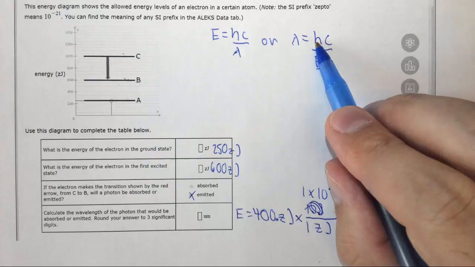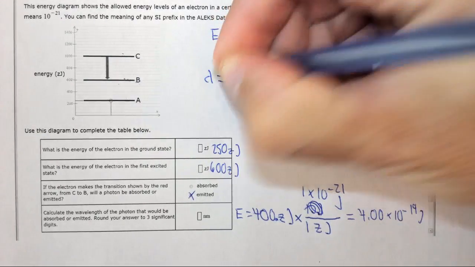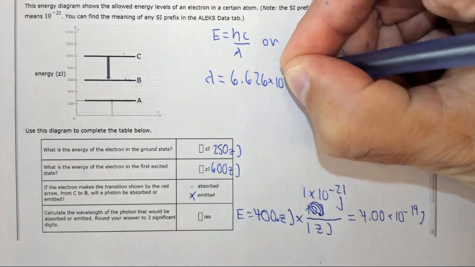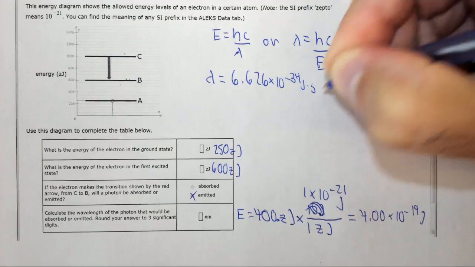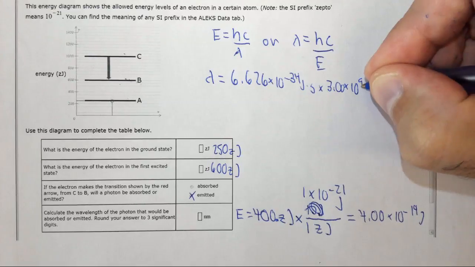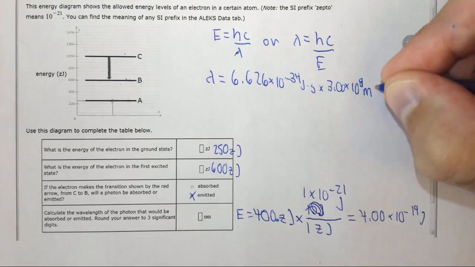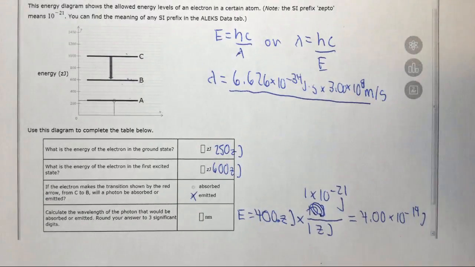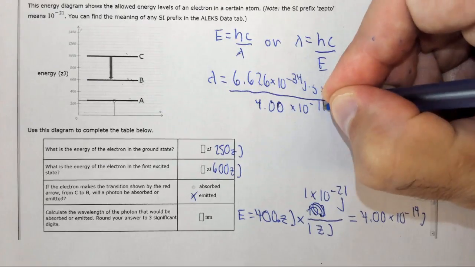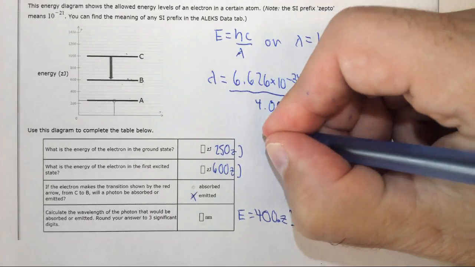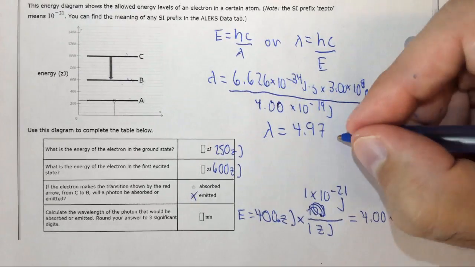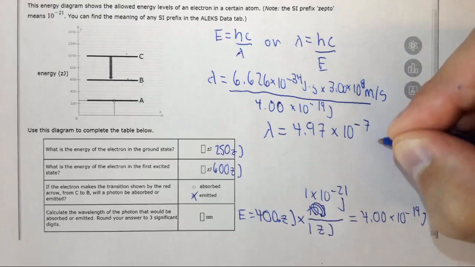Now we have our equation, lambda equals hc over E, and we have our energy in joules. So now we can plug in, because this is a constant and this is a constant. So lambda equals h, which is Planck's constant, 6.626 times 10 to the minus 34 joule seconds, times c, 3 times 10 to the 8 meters per second, divided by the energy that we just found, 4.00 times 10 to the minus 19 joules. In this case, lambda equals 4.97 to 3 significant figures times 10 to the minus 7 meters.